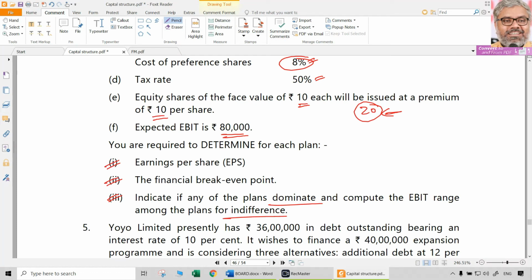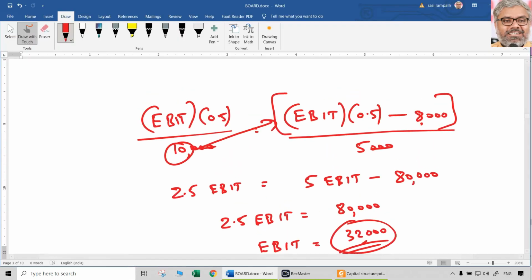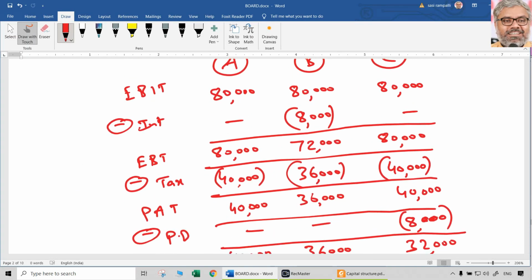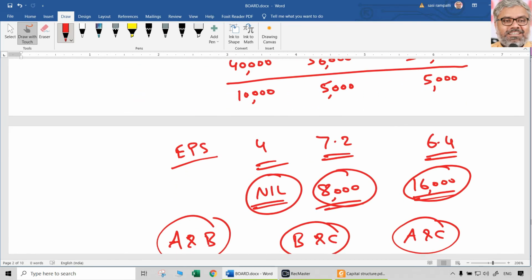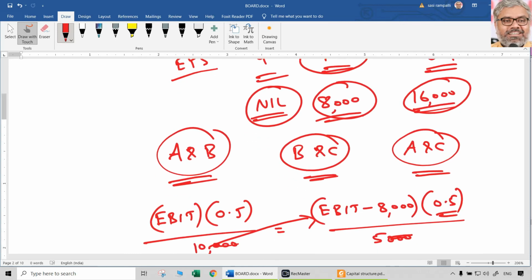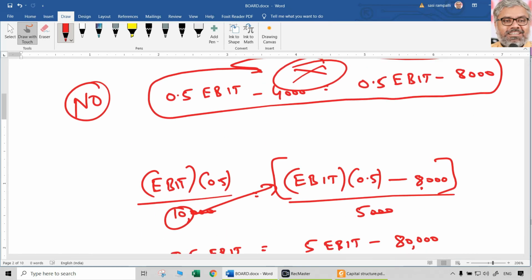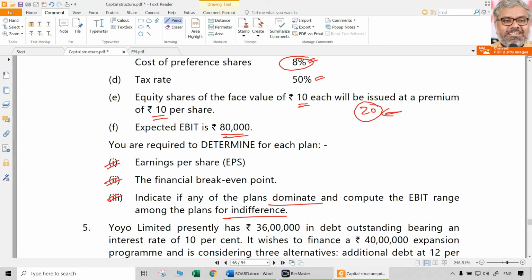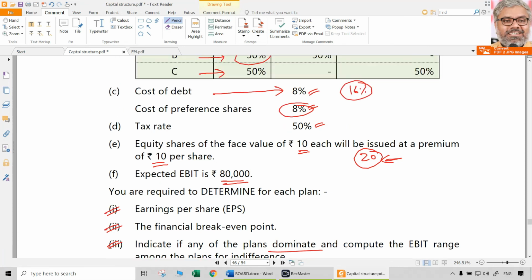And also asked if any of the plans dominate. Yes, of course. Which plan is best? Naturally, B is best. Why? Because it has the highest EPS. Which plan dominates? B dominates. So that is the answer for the third question. And indifference points between different combinations we also calculated. That's what was asked in this third sub question of question number 4.